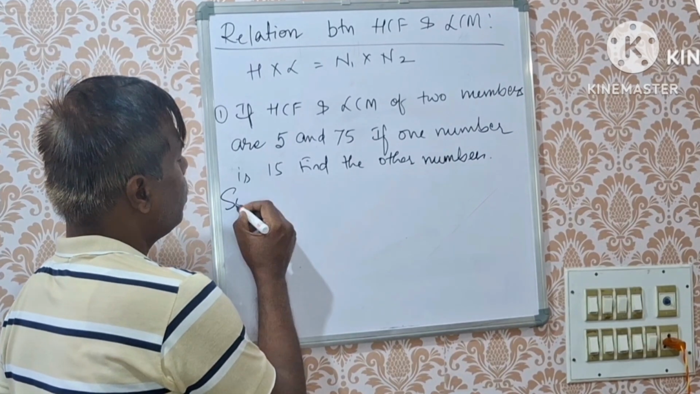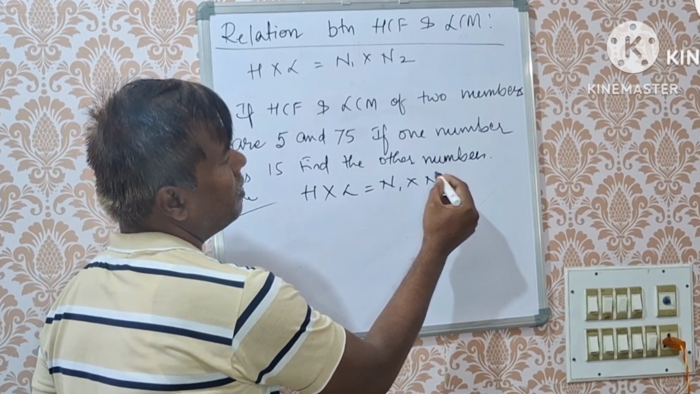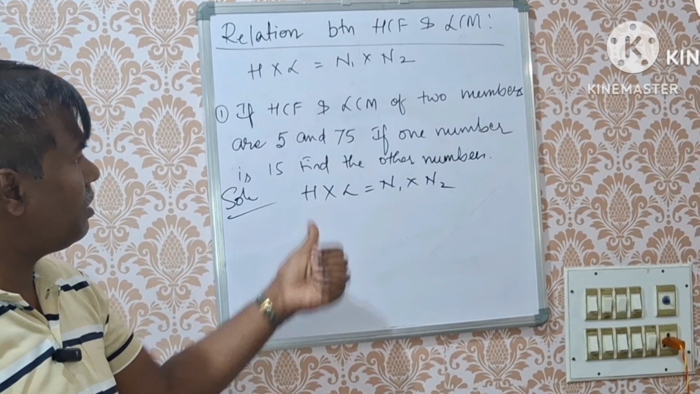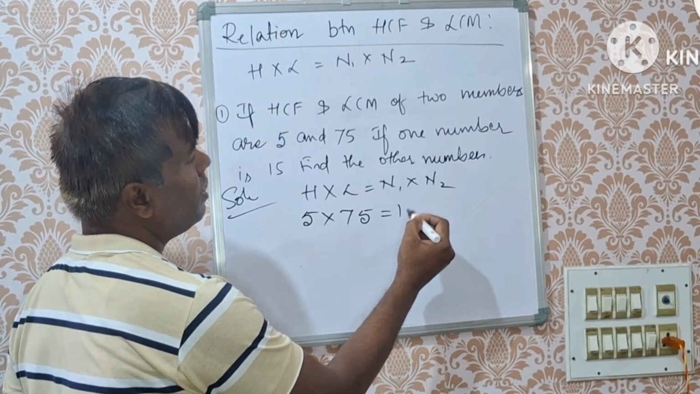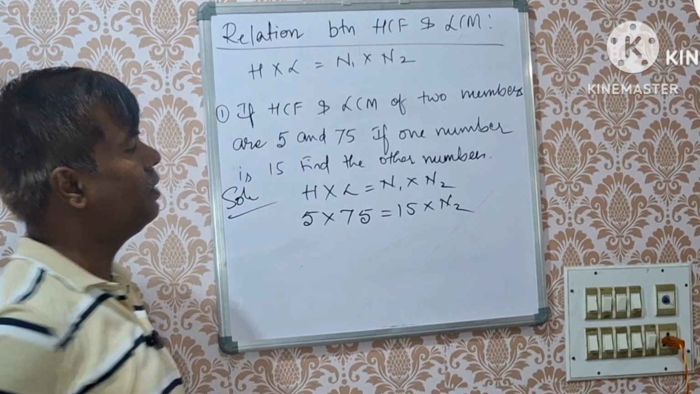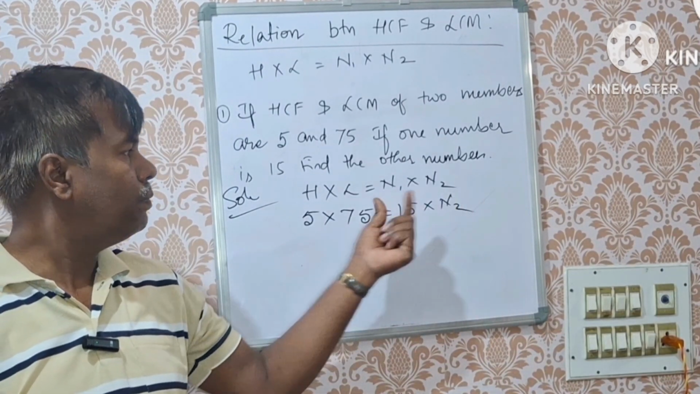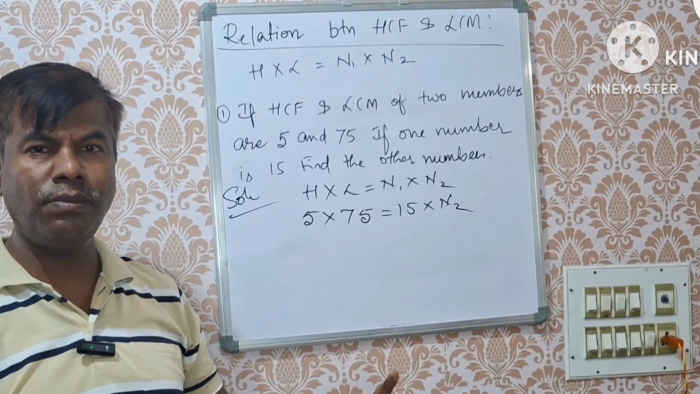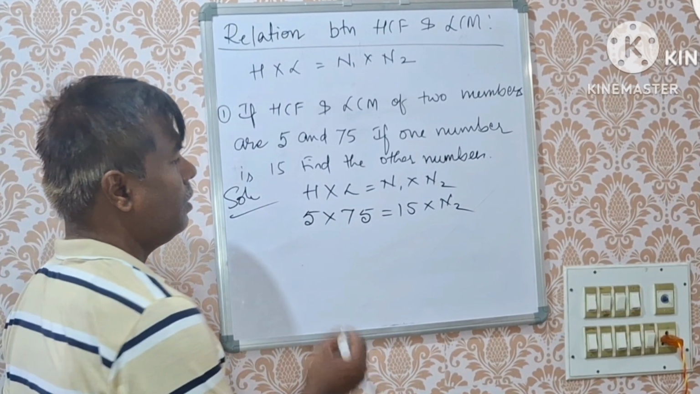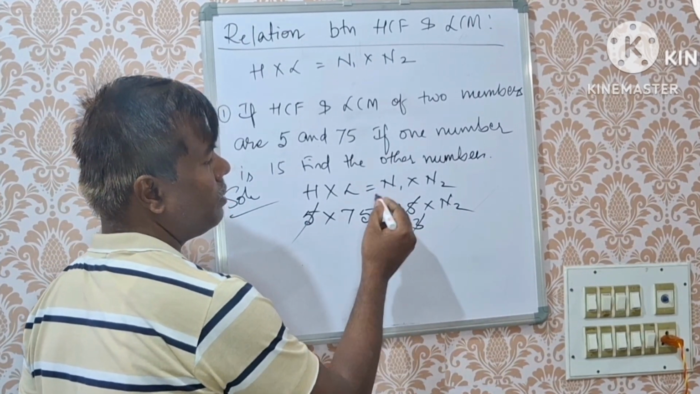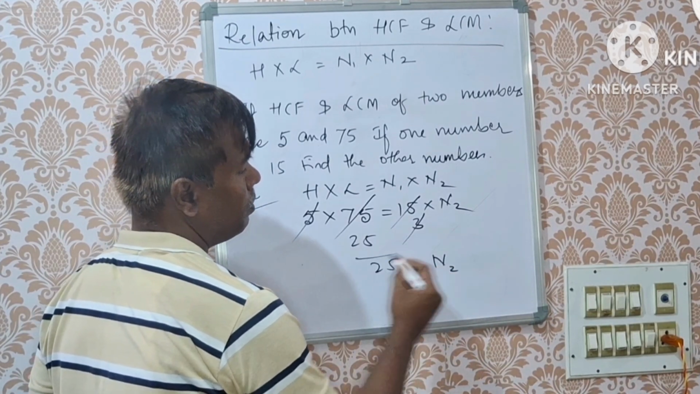See what we have, the relationship between HCF and LCM. HCF into LCM equals first number into second number. The HCF of the numbers is 5. The LCM of the numbers is 75. One number is 15. Find the other number. HCF, LCM, first number and then second number. Among these four, if any one is not given, we can find it. The other 3 are given and any one is not given, we can find it using this relationship. 5 ones are 5, 3s are 3 ones are 3, 25s are... Therefore, the second number is 25.